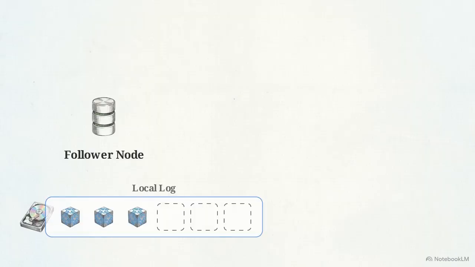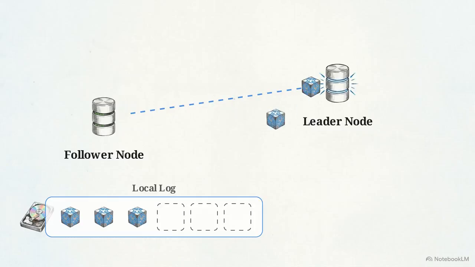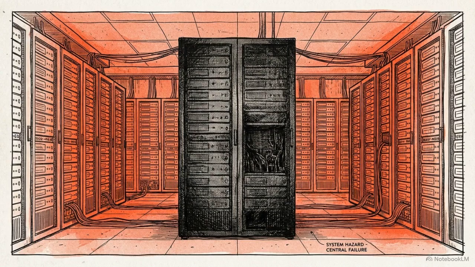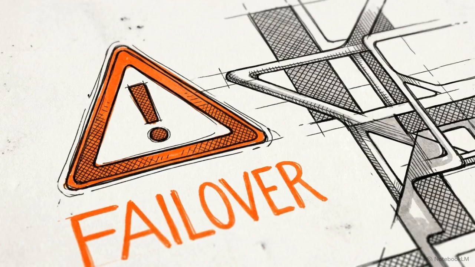It checks its local disk for the last processed transaction, reconnects to the leader, and requests the missing changes to bridge the gap. But the true crisis scenario is the sudden, unexpected failure of the leader node itself. Surviving this requires an automated process called failover.